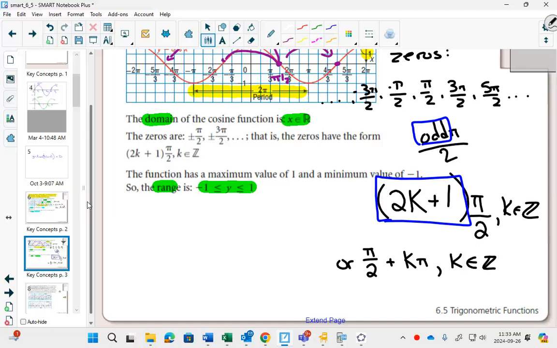But the idea of creating those formulas was different. The first one, we noticed the pattern that it was odd pi over 2. So then we wrote an odd number times pi over 2. The second one uses the pattern of, well, I know one of them is at pi over 2, and any time I jump by pi, I'm going to hit another one. So I can jump by pi as many times as I want, either in the positive direction or in the negative direction. That's very similar to the idea of coterminal angles. So it's another way of thinking of it. Both of these are fine for writing the zeros of cosine.